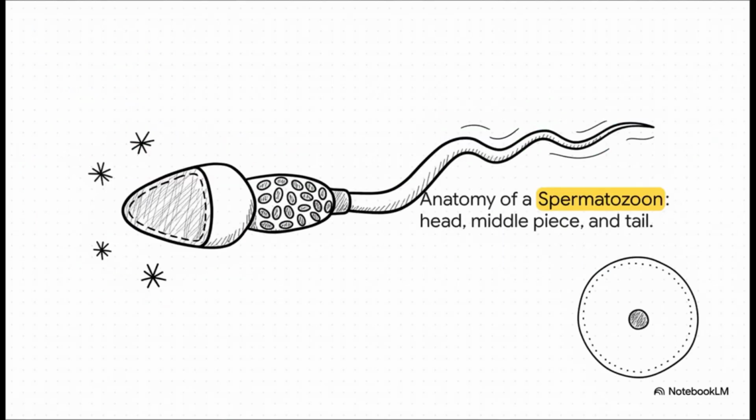Let's zoom right in on the final product of spermatogenesis, the sperm cell or spermatozoan. It's really a marvel of tiny engineering. The head contains the genetic payload, half the DNA needed for a new person. At its very tip is the acrosome, which is like a little cap packed with enzymes designed to break through the egg's outer layers. Then you have the middle piece. That's the engine room. It's jam-packed with mitochondria that generate all the energy needed to power the tail, which acts like a propeller, pushing the sperm along on its long journey.